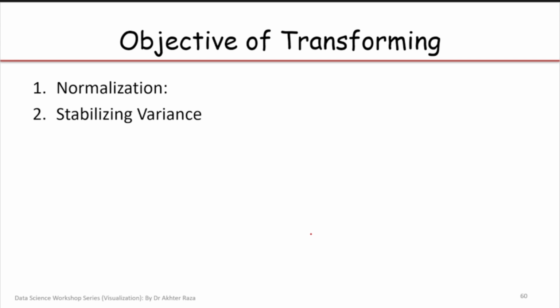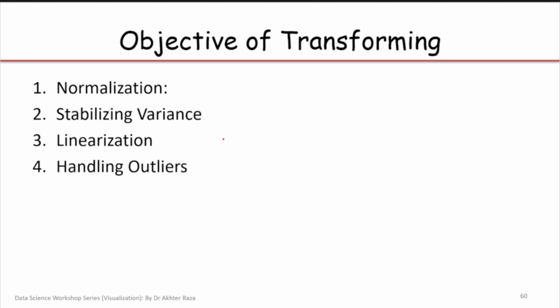The third important objective is linearization. If your data is not linear, if your data is slightly curved, and you want to make the graph linear, the transformation can help us make it linear. Linearization is another objective of transformation. Another objective of transformation is handling outliers. Outliers can also be handled by transforming the data.